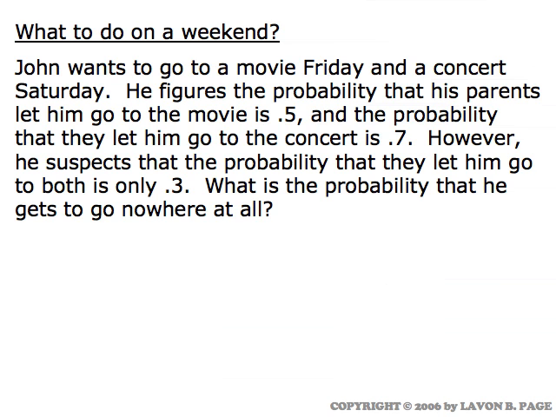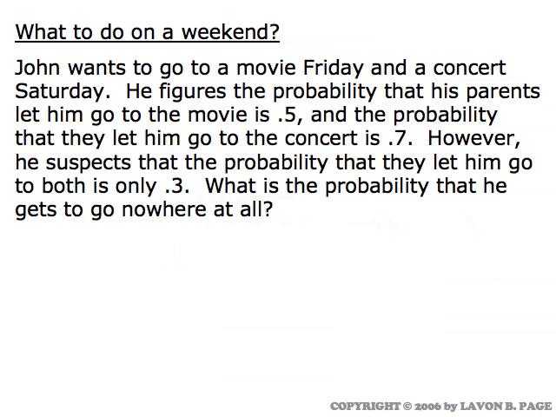Now let's think about this kid named John who wants to go to a movie Friday and a concert Saturday. He figures the probability his parents let him go to the movie is about a half. 70% chance they'll let him go to the concert, but only about a 30% chance they'll let him do both. The question is, based on this information, what are the chances he doesn't get to go anywhere at all?